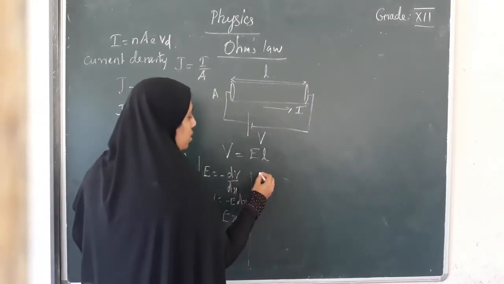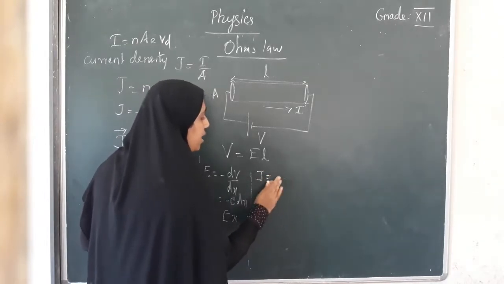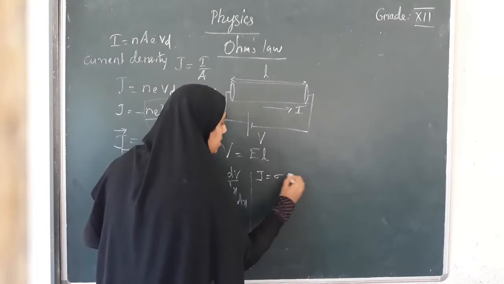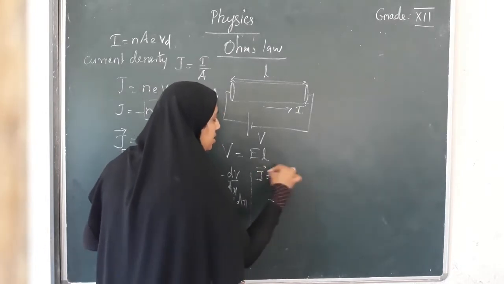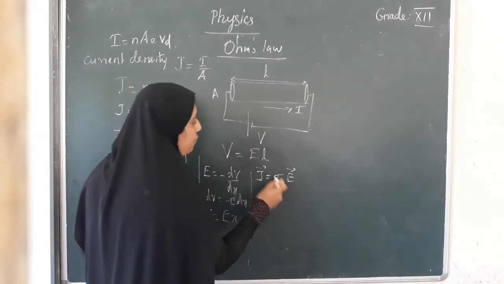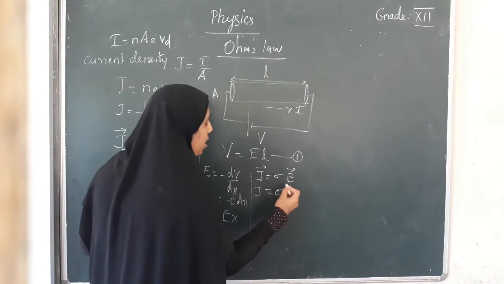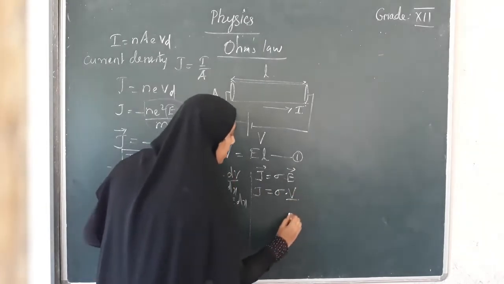Now, what is the microscopic form of Ohm's law? J equal to sigma into E. So substitute the value of E from equation 1. What is that? J equal to sigma into V by L.